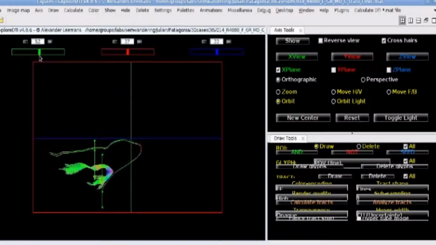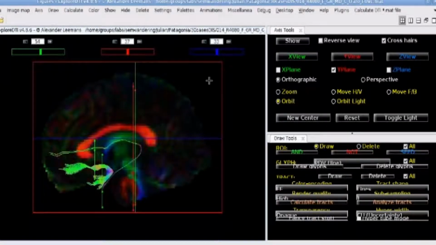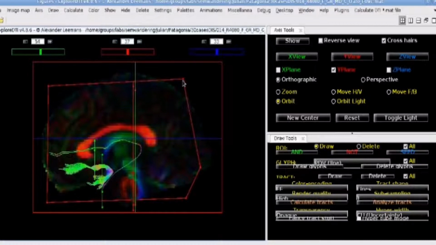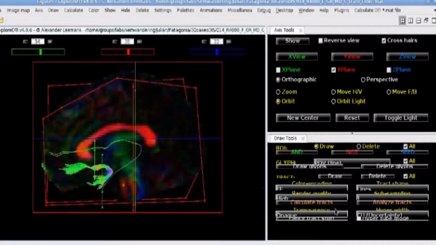The green regions of interest are and. The red regions of interest are not. And the blue are or. The color of the bundles, here you are looking at the uncinate fasciculus implied in emotional regulation, is the key for the dissection.